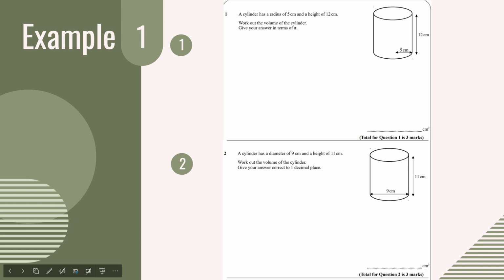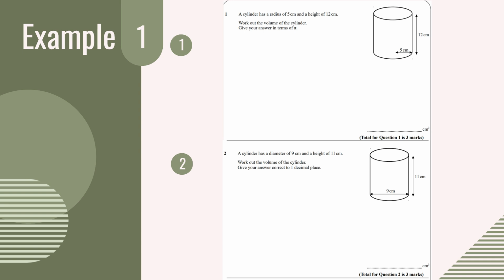So, in our first question, it says a cylinder has a radius of 5 cm and a height of 12 cm. We are asked to work out the volume of the cylinder and to leave our answer in terms of pi. As it says give your answer in terms of pi, this question would probably be on a non-calculator paper, but you may get it on a calculator paper.